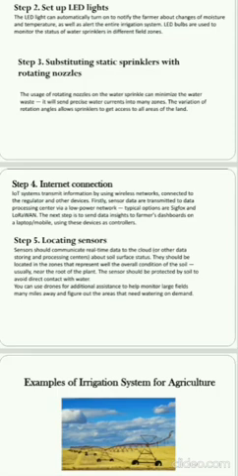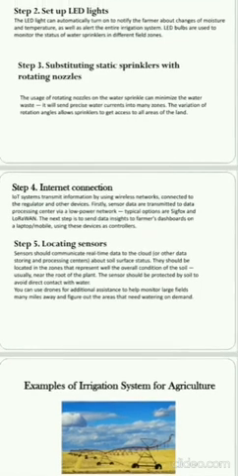They should be located in the zones that represent well the overall condition of the soil, usually near the root of the plant. The sensor should be protected by soil to avoid direct contact with water. You can use drones for additional assistance to help monitor large fields many miles away and figure out the area that needs watering on demand.